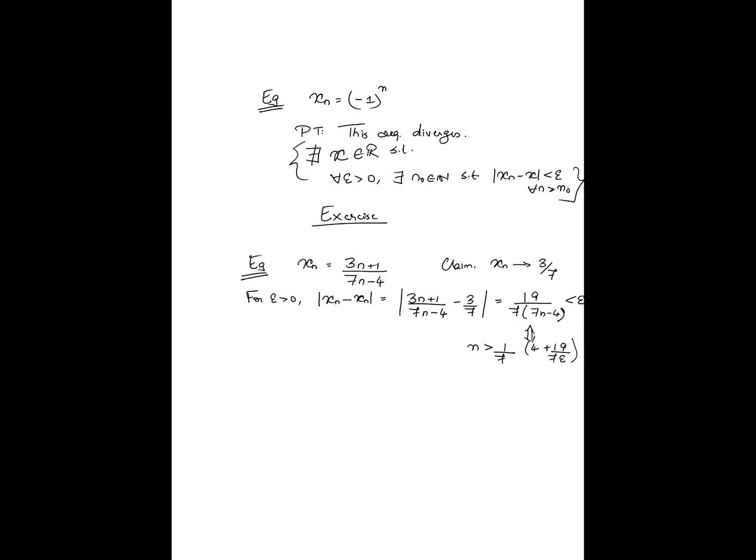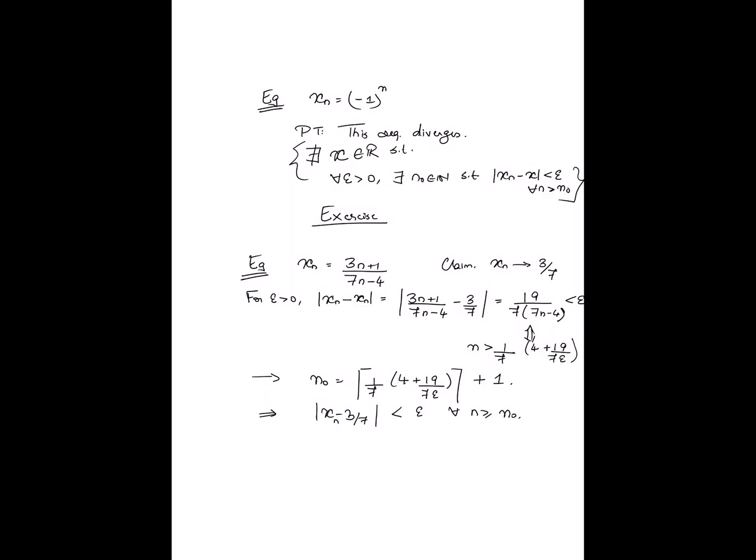Okay, that level of algebra I'm going to leave to you. And so what this tells me is that I can just set n naught to be some natural number that is larger than this. As before, I can just take the ceiling of 1 by 7 times 4 plus 19 by 7 epsilon, let's say plus 1. In this case, again, it follows from our calculations that for whatever epsilon you choose, if n naught is chosen in this manner, then indeed |xn minus 3 by 7| is going to be less than epsilon for all n greater than or equal to n naught, right?